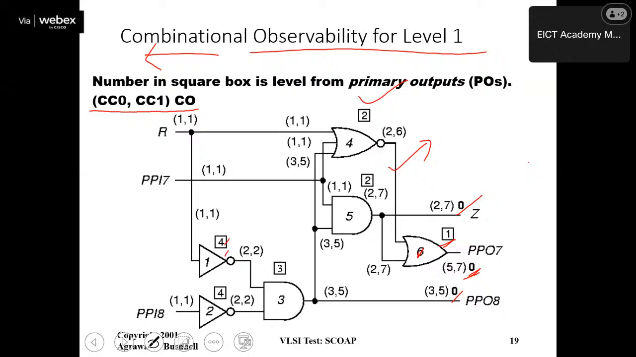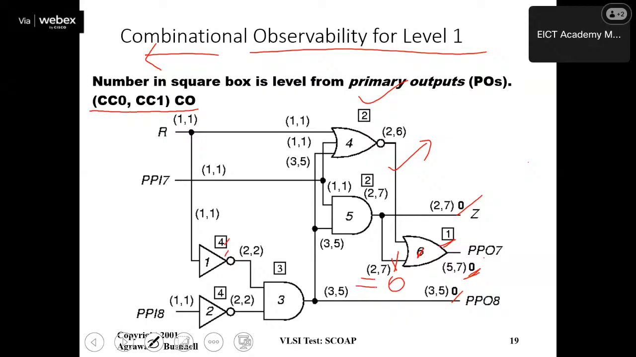OR gate non-controlling value. What value can I put at the branch of this OR gate so that the output is not changing because of that? So that is 0, right? Thank you, Sai Kumar. So 0 is the non-controlling value, right? Thank you, Prashant.